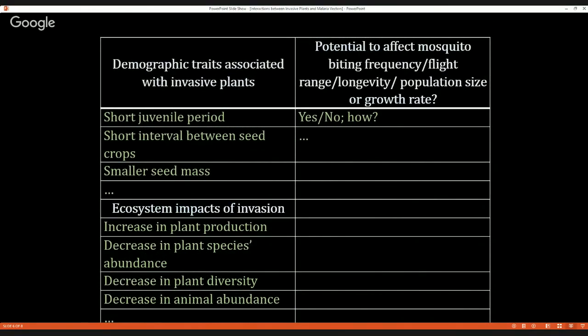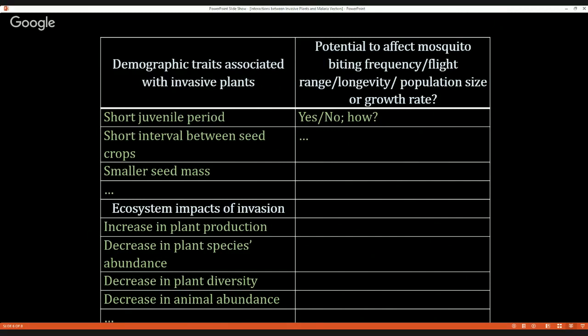What we're really interested in getting at, though, is seeing if there's any kind of generality. So if you think about what demographic or life history traits makes plants invasive, is there anything? There was one paper Holly sent out that mentioned things like the short juvenile period or smaller seed mass. Maybe there are more relevant traits, or maybe there are others. And do those in any kind of predictable way interact with those traits that might affect mosquitoes, such as nectar production or the impact on aphids or anything?